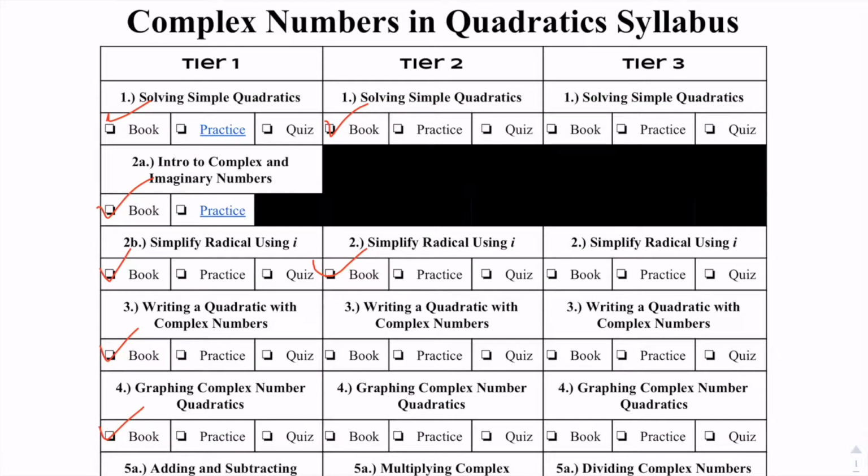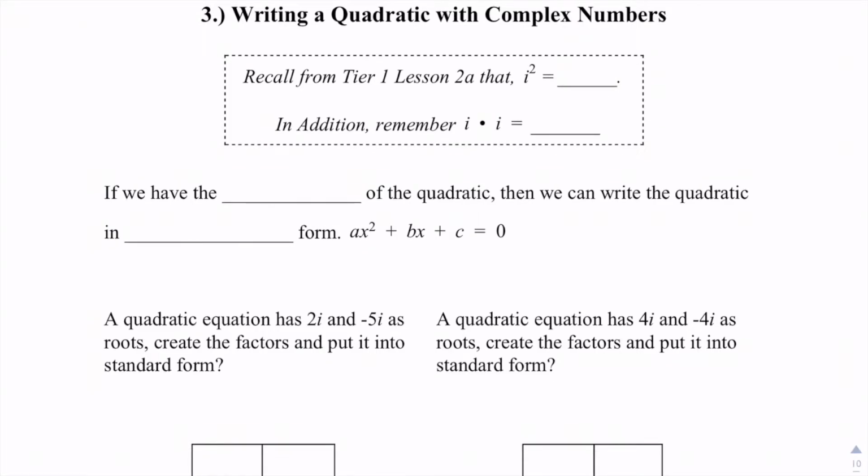We are back in Unit 5, Complex Numbers, and we are in Tier 2, Lesson 3, Writing a Quadratic with Complex Numbers. We're going to check off our book. So here we are writing quadratics with complex numbers.